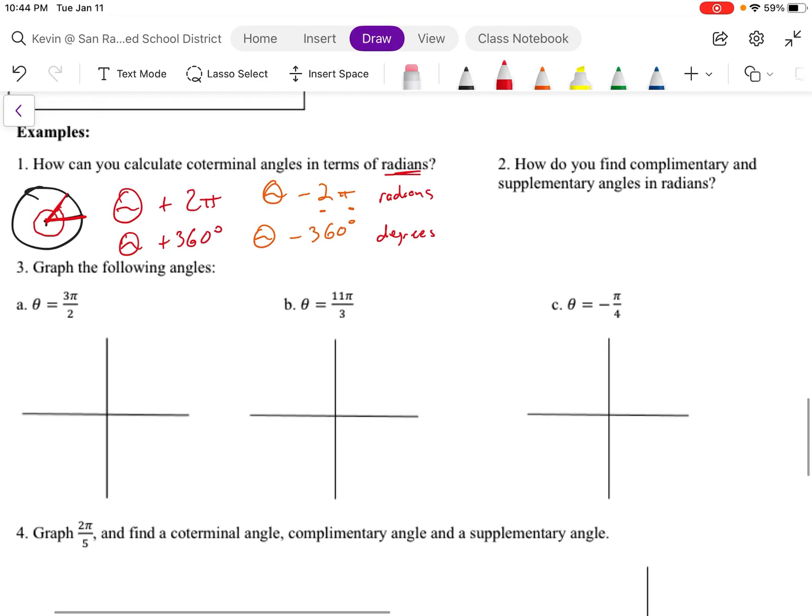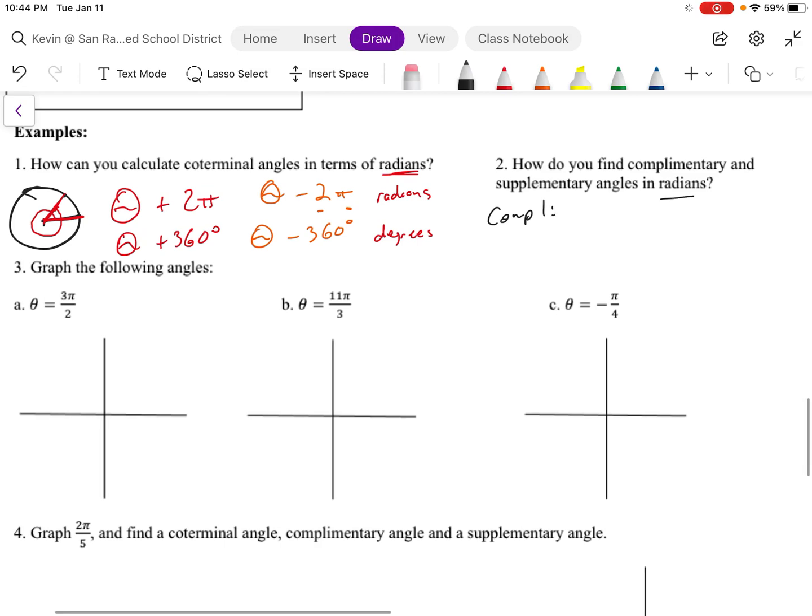How do you find complementary and supplementary angles in radians? All right, complementary angles add up to 90 degrees, but we're dealing in radians, and 90 degrees equals pi over 2. So you would take pi over 2 minus whatever this angle is.